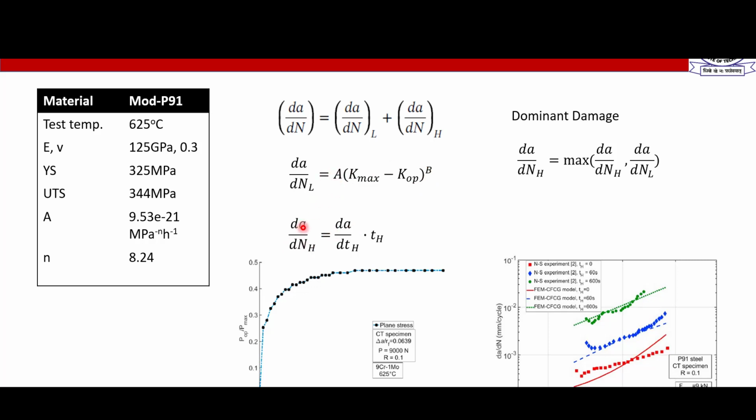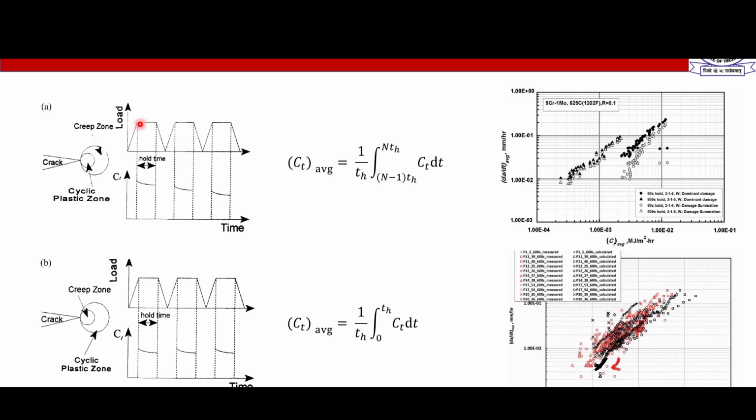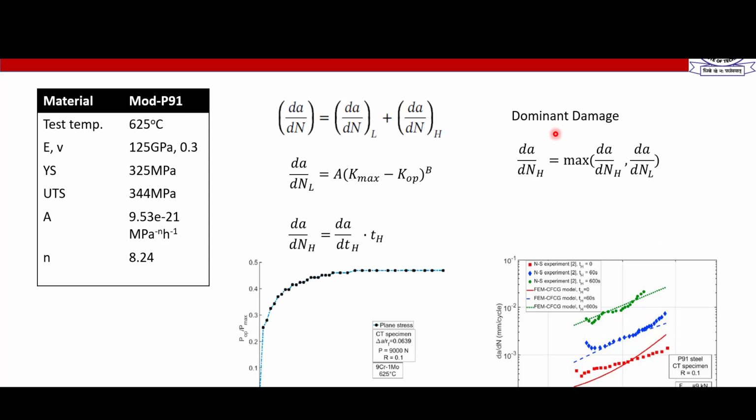And for creep part, you have dA by dN, which is dependent on dA by dt into the period of time for which the hold has taken place. So in the trapezoidal form, this amount of time is the holding period. And then there is a dominant damage formulation of dA by dN, where you don't add these two terms, but you take the maximum of these two, because it is believed that whatever mechanism is dominating, we should only count that for the rate calculation.